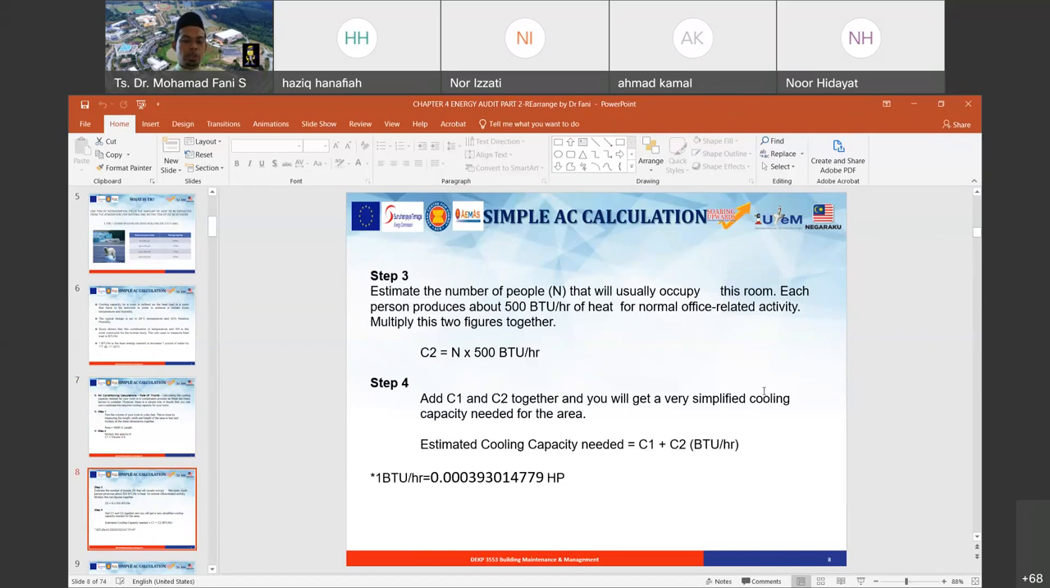Then you take the total of C1 and C2 to get the number in BTU. The BTU you need to convert to HP by using the standard. One BTU equals 0.003930 HP. So if you get, for example, a BTU value, to get the HP, multiply it by this number.